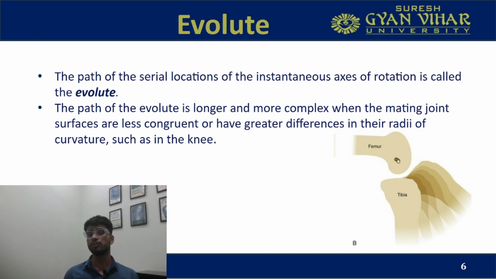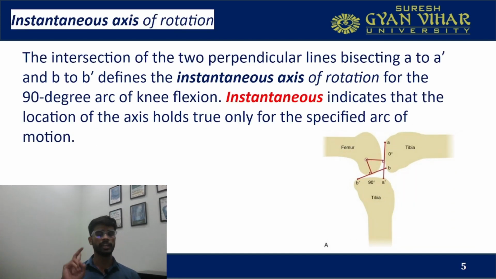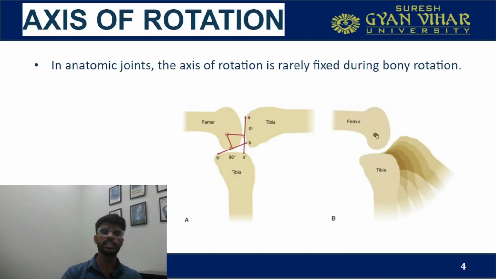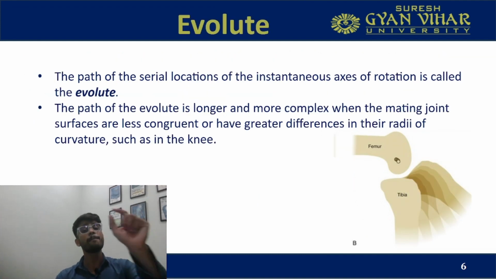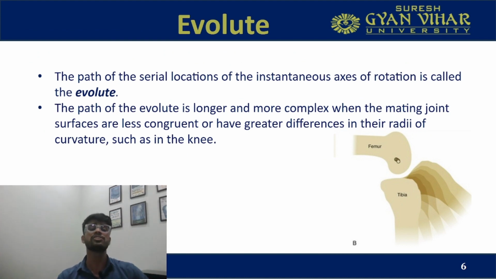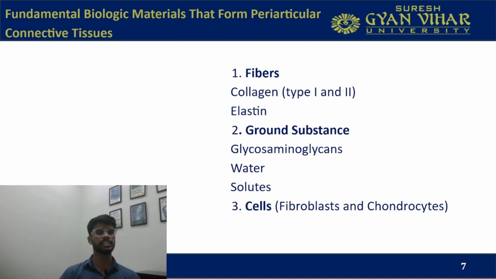But as we know from the example till now, the knee joint is not a very congruent joint. So its evolute is very long and very complex. So remember, there are two things that you must know. First, the axis of rotation in an anatomical joint is not fixed. At a certain point of time, they are called instantaneous axes of rotation. When you make a path of all these instantaneous axes of rotation, it is called an evolute. I hope everything is clear till now.